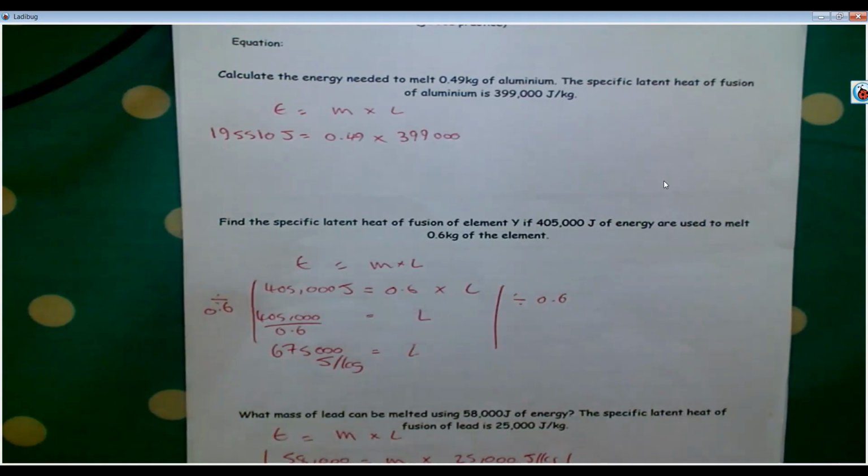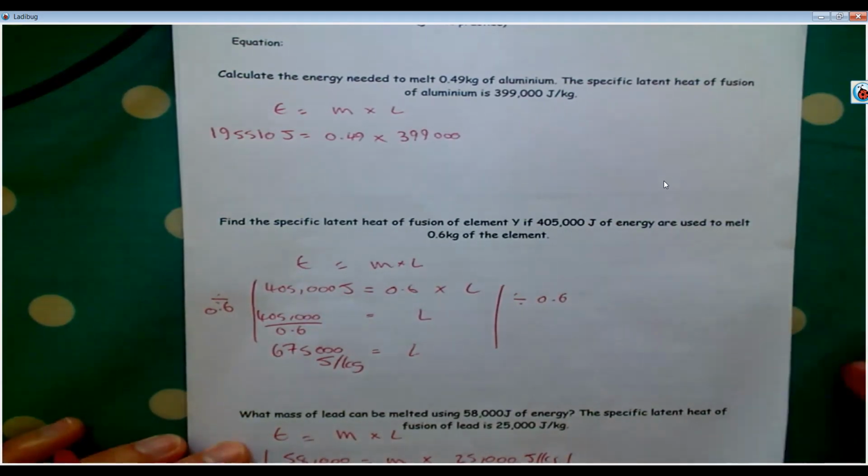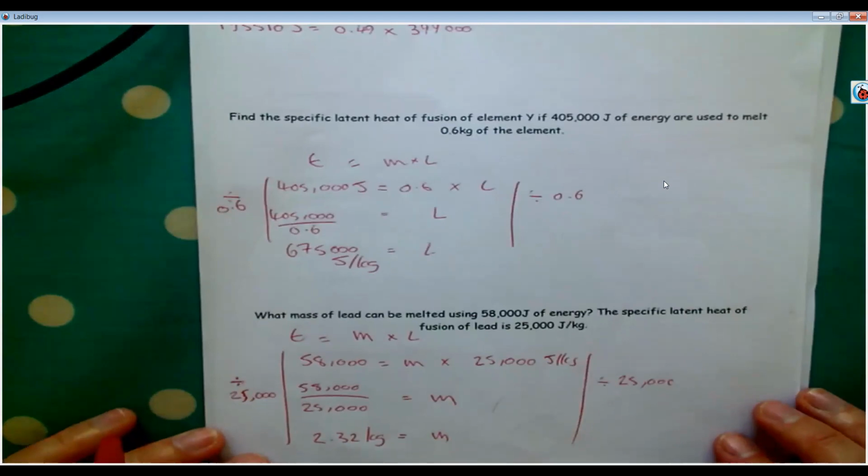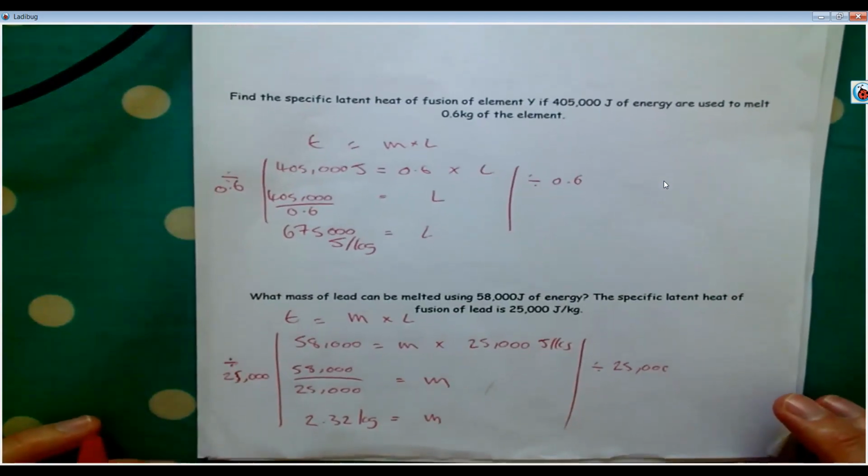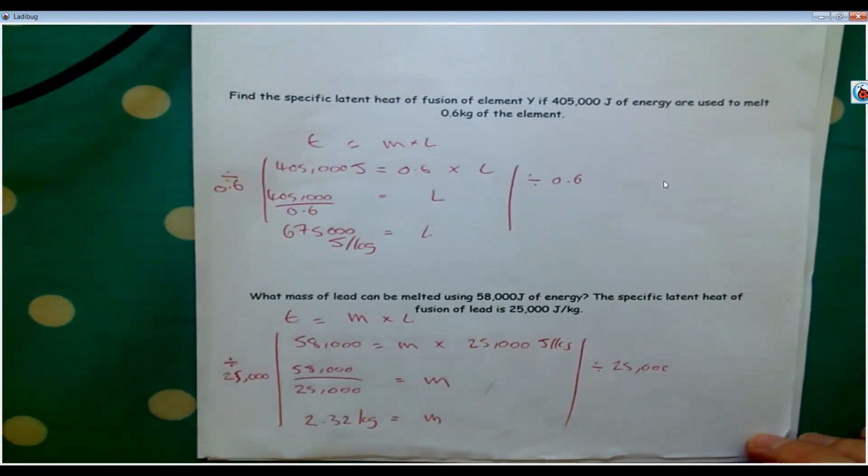joules per kilogram. Then the last one, what mass of lead can be melted using 58,000 joules of energy? The specific latent heat of fusion of lead is 25,000 joules per kilo. So we know the energy is 58,000. We know the specific latent heat is 25,000. So again, we need to rearrange the equation to get m on its own. So divide both sides by 25,000, and it gives us an answer of 2.32 kilograms of lead.